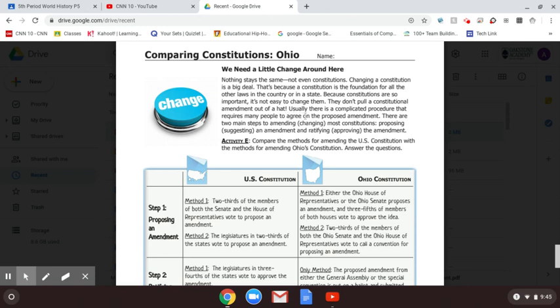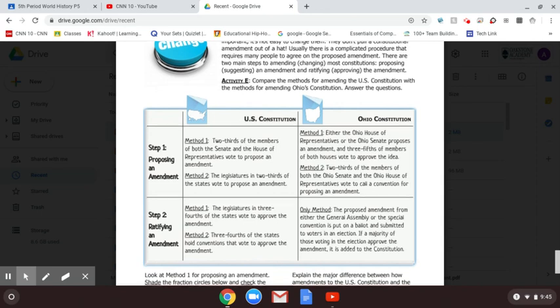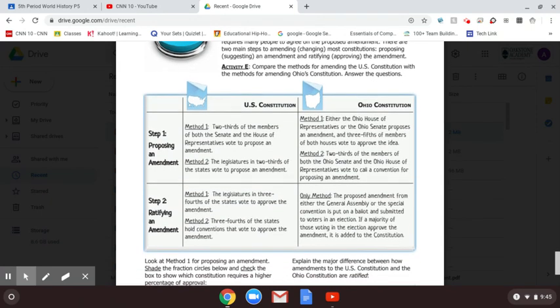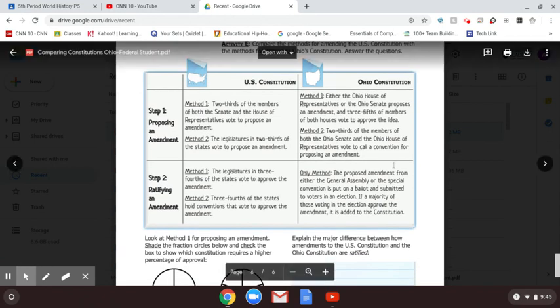Usually there is a complicated procedure that requires many people to agree on a proposed amendment. There are 2 main steps to amending or changing most constitutions: proposing, which means suggesting an amendment, and ratifying, or approving, an amendment. So activity E, compare the methods for amending the U.S. Constitution with the methods for amending the Ohio Constitution. So we got the U.S. Constitution over here and the Ohio Constitution over here. This first part is how we propose an amendment in each of those places, and then down here is how we ratify that amendment in each of these places.